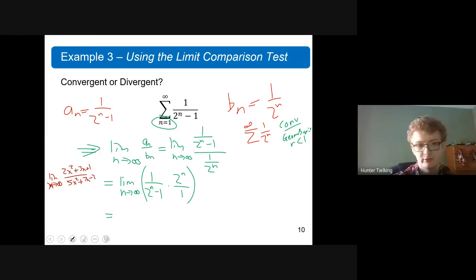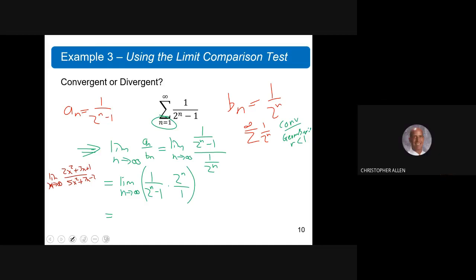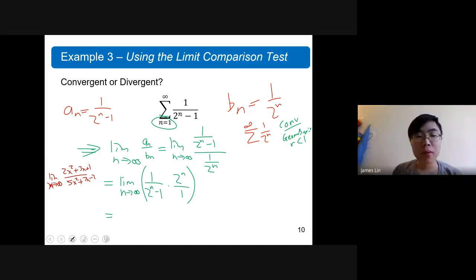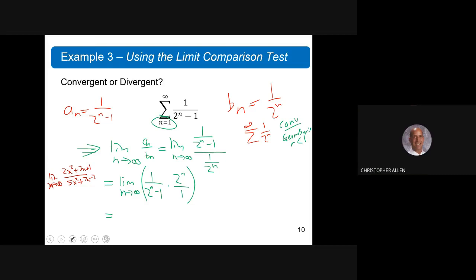You could use the horizontal asymptote, and you get 2/5. Right, that's the answer. But how do you get to the 2/5? You divide through by the highest power. I'm going to play the same game here. My highest power is going to be 2 to the n. So I'm dividing through by everything 2 to the n.